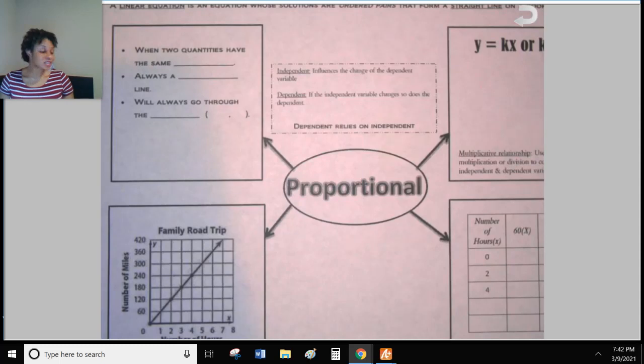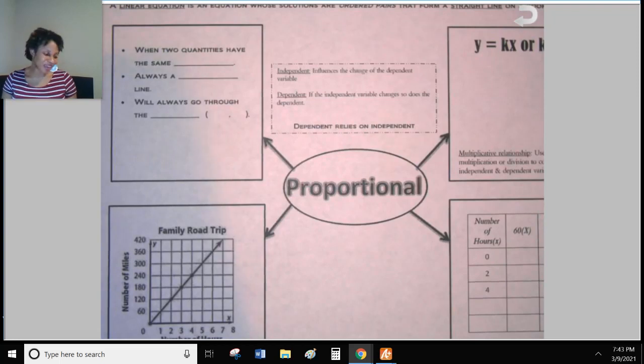And we're looking at TEK 6.6c, which says, I can represent a given situation using verbal descriptions, tables, graphs, and equations in the form of y equals k times x or y equals x plus b. We're also looking at TEK 6.6d that says I can compare two rules verbally, numerically, graphically, and symbolically in the form of y equals ax or y equals x plus a in order to differentiate between additive and multiplicative relationships.